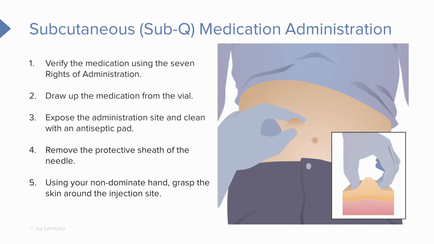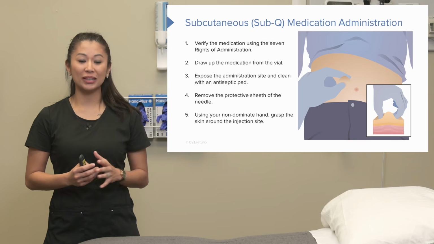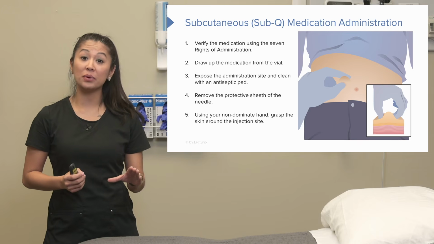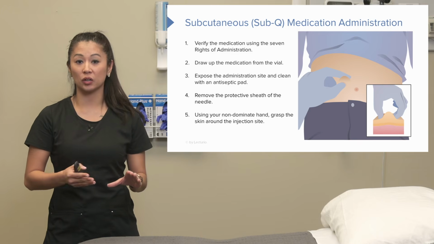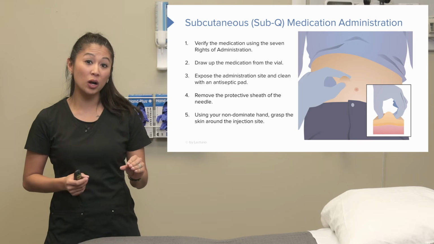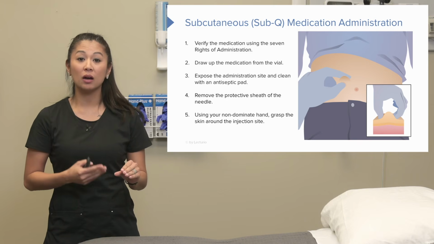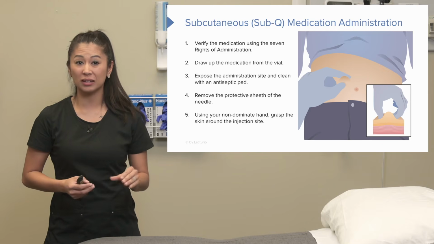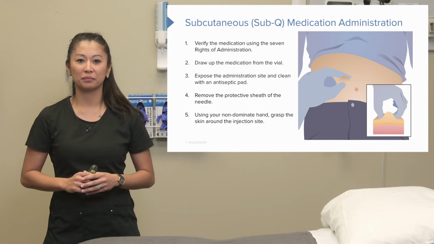So now we're going to use our non-dominant hand and grasp the skin around the injection site. So really here, all we're doing is taking that hand and kind of plumping up the skin to give us a nice surface area to inject. What we don't want to do is pinch really narrow because our hands can get in the way, or pinch really hard because that can be uncomfortable for the patient.